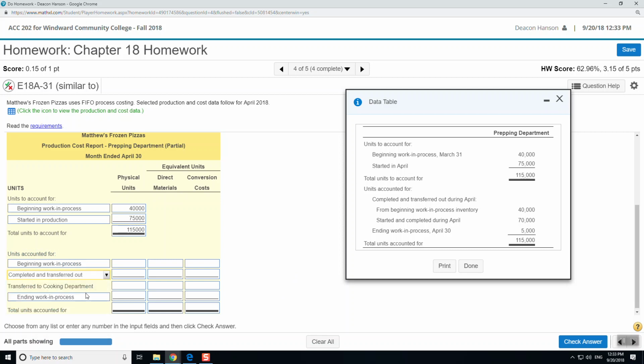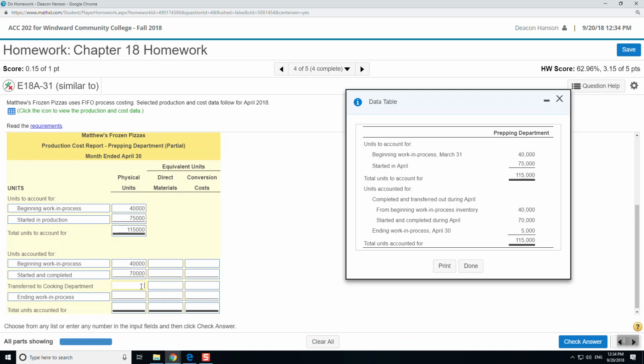They broke it into two line items, and they're splitting it between the amount that was part of the beginning work in process that's getting transferred to the cooking department. And then they have another line item for started and completed. Is that the way you have it? Oh wait, it started and completed. Started and completed, right? I'm sorry. Okay. Right. So that's the way you have it, yeah? Okay. So they broke it up and they split the total amount that gets transferred to the cooking department into two separate lines, okay? So here's that from beginning work in process inventory, 40,000, right? And then started and completed during April, 70,000.